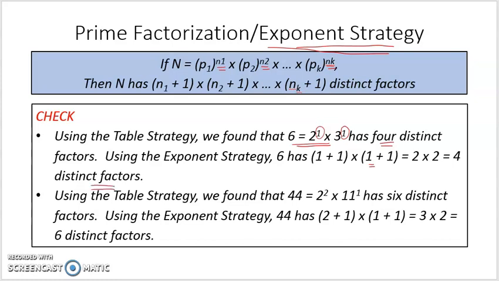That seems to work. Let's check it out for 44. Remember, in 44, using the table, we said it has 6 distinct factors. Well, let's check that out using the exponents. The exponent on the 2 is 2, so 2 plus 1, remember, add 1 to your exponent. 11 has an exponent of 1, so 1 plus 1, add 1 to your exponent. 2 plus 1, which is 3, times 1 plus 1, which is 2. That equals 3 times 2, 6 distinct factors. Check. I think we do have it. This is how you use exponents to count the number of factors.